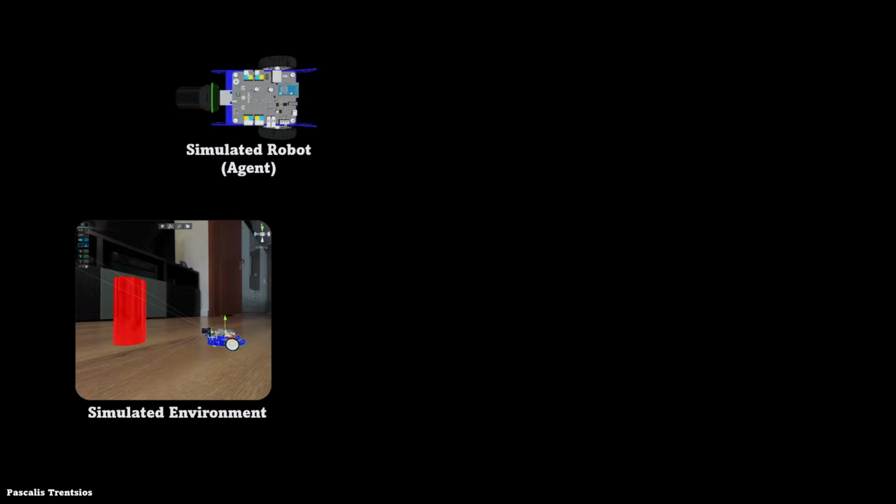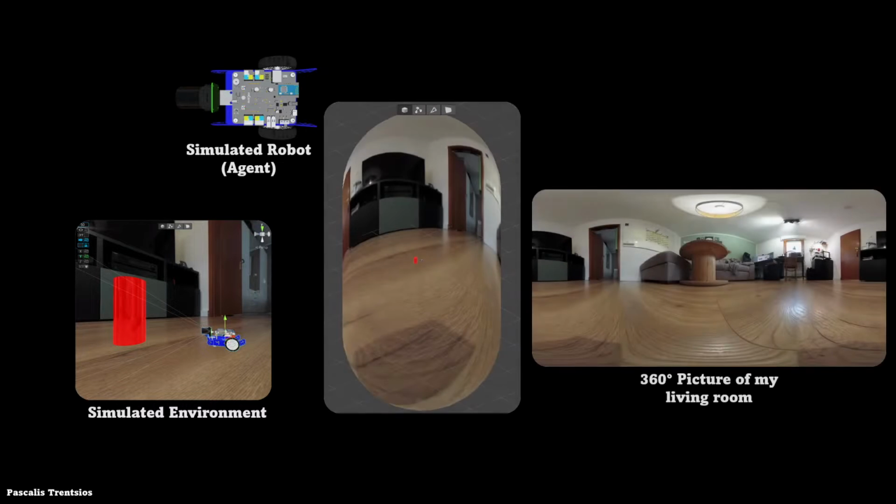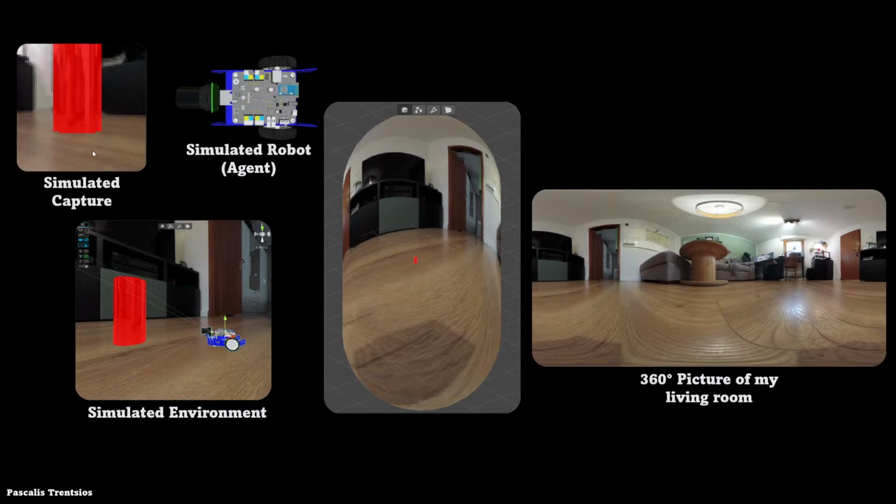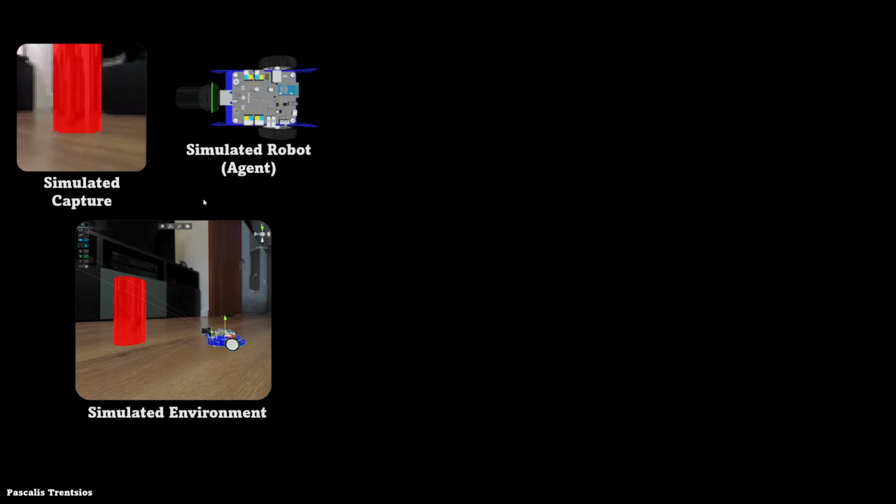Now, the simulated robot, also called the agent when we talk about machine learning, is in a simulated environment. The simulated environment, in fact, is this capsule which has a 360 degrees picture of my living room attached to it. And as you can see here in the middle, there's the red target that the robot is supposed to collect, and the robot in the middle. And this is what the robot actually sees. This is the capture of the virtual camera.